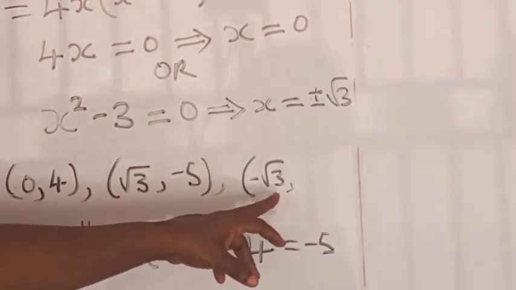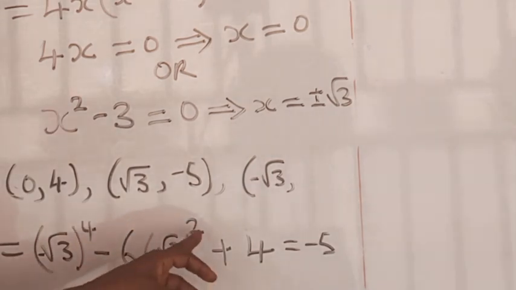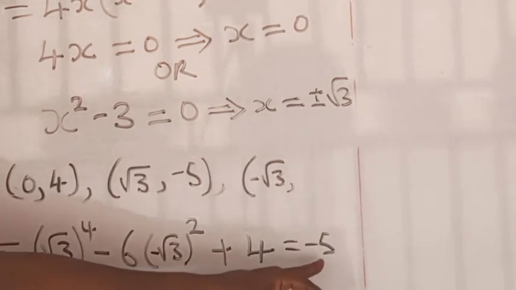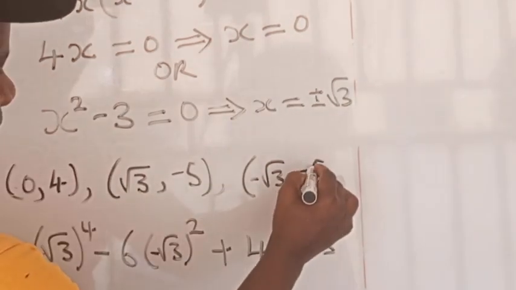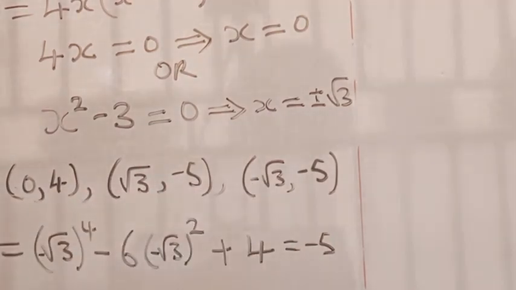For x equal to minus square root of 3, you have y equal to minus square root of 3 raised to the power 4, which is 9. This is an even power. Then 6 times 3, 18. So you have 9 minus 18 plus 4, which is still minus 5. So for x equal to minus square root of 3, you still have minus 5. So these are the 3 points where the tangent of this particular curve will be horizontal. That is where the slope is equal to 0.